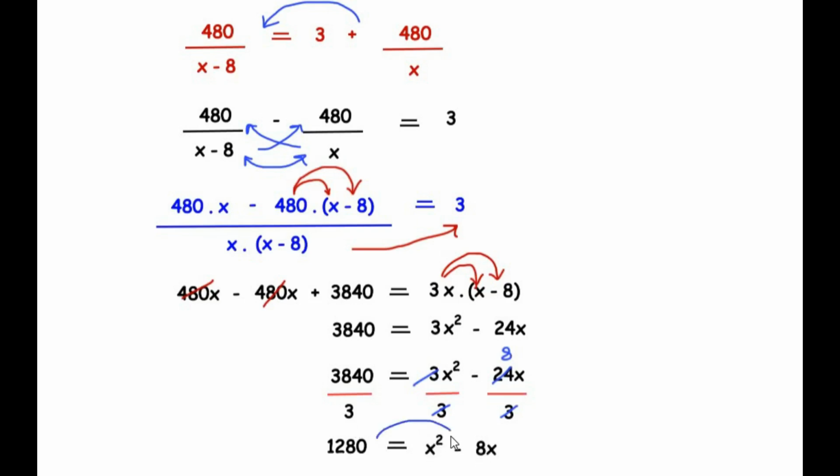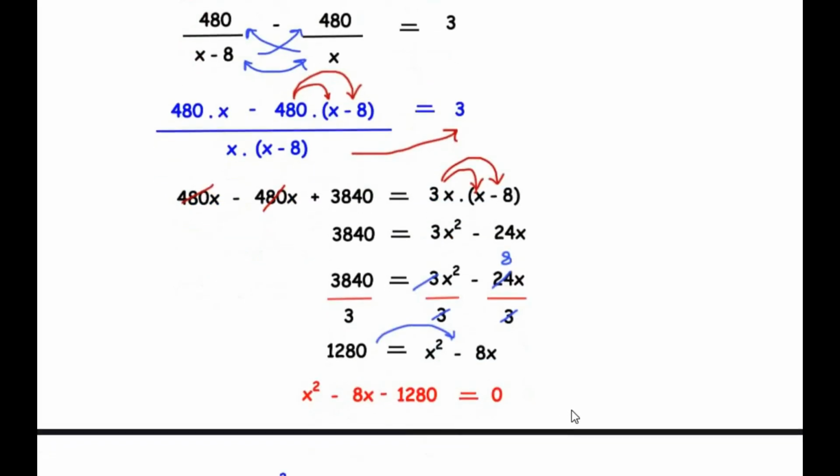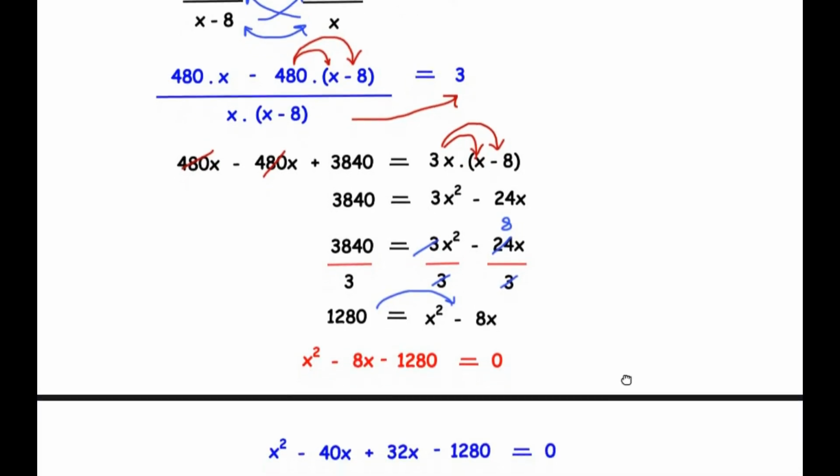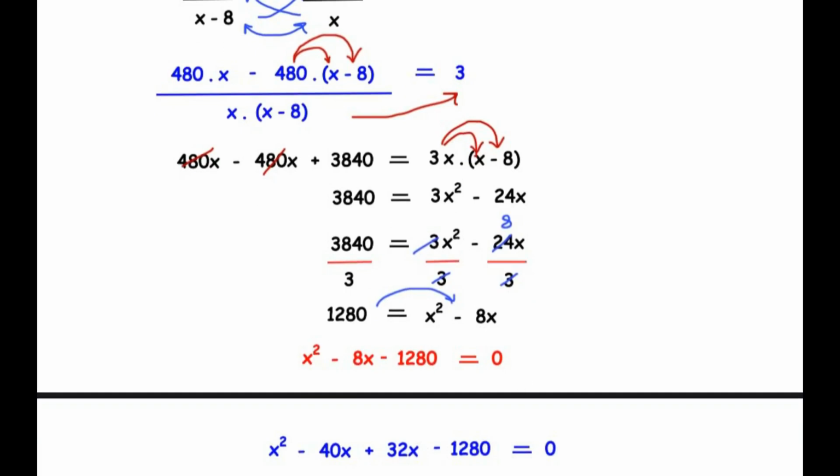Now I am going to take 1280 on the other side of the equal to sign. So we get x square minus 8x, now plus 1280 becomes minus 1280 is equal to 0. Now I am going to factorize this equation. That is, I am going to find out the factors of 1280, which when multiplied together gives us this number, and when added it gives us negative 8. So the factors we get here are negative 40 and 32. So when you multiply negative 40 with positive 32, you get negative 1280, and when you add them you get negative 8. So here I have split up negative 8x as negative 40x and positive 32x.